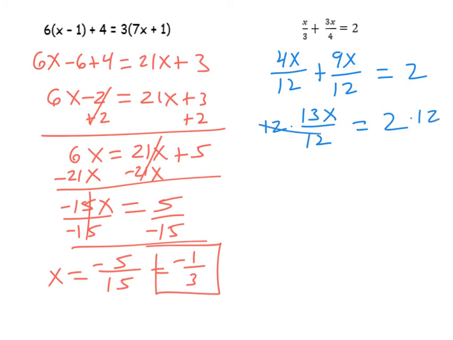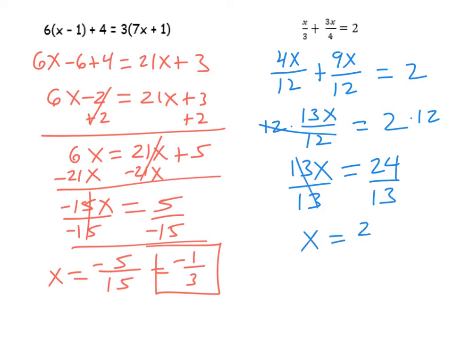Multiply by 12. 13x equals 24. Starting to look more like what we would suspect if we had a linear equation. All right, 24 over 13 cannot be reduced. 24 and 13 do not have any factors in common. Okay.